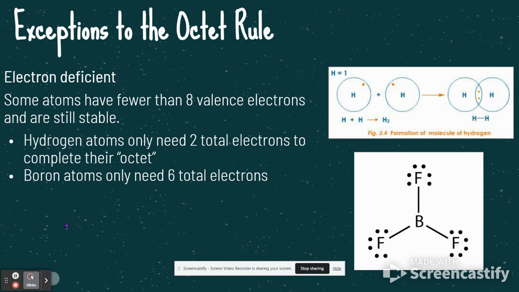Okay, exceptions to the octet rule. So if you haven't figured out, in chemistry, we have lots of exceptions. We make rules, and then we find elements or substances that break the rules. So here we are again with our rule breaking. So we have different elements that we consider electron deficient, okay? And a deficit or a deficiency is when they have less than expected, okay? So some atoms have fewer than 8 valence electrons, but they still get to be considered stable.